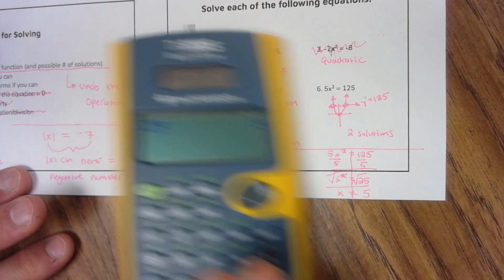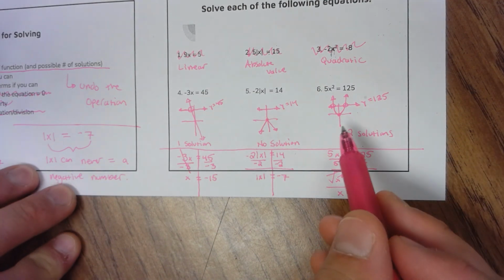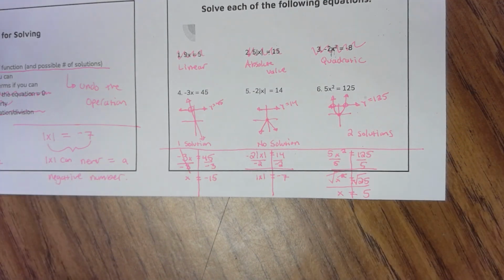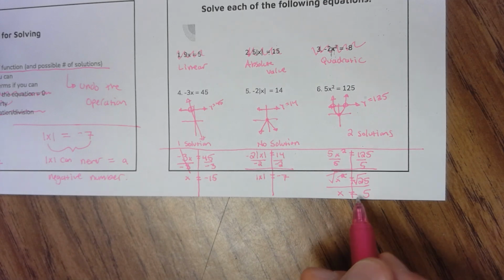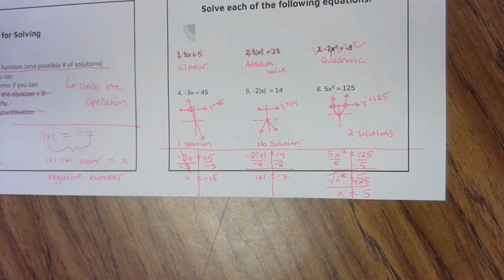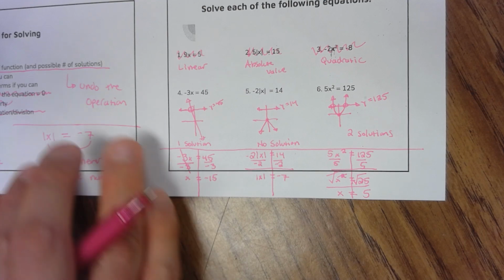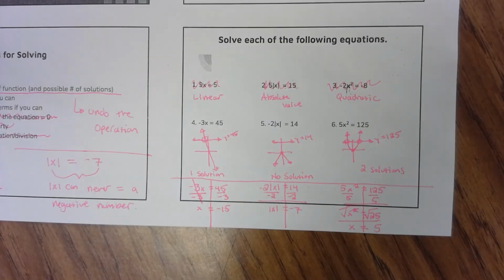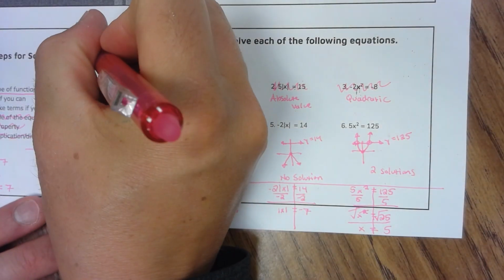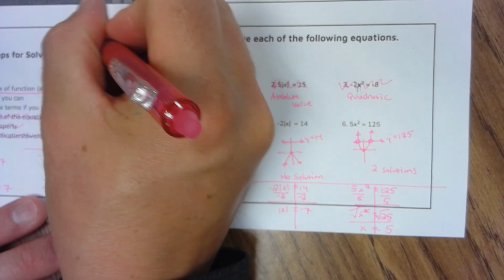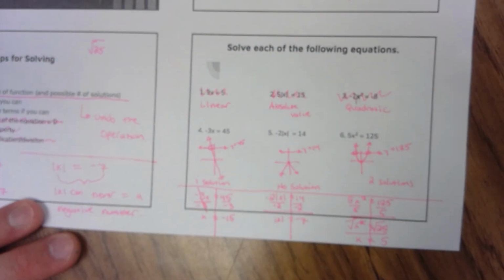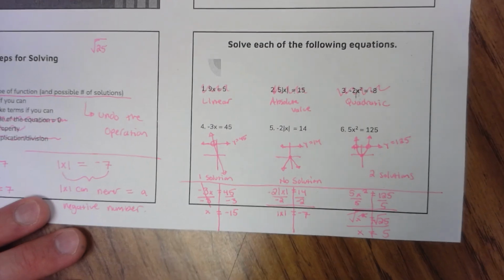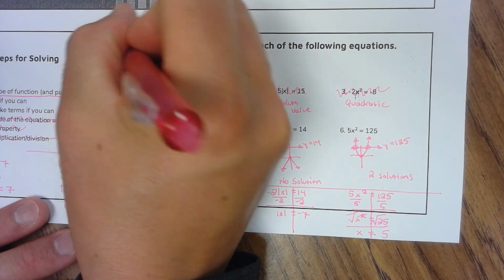Now, here's the problem. Our graph showed that we should get 2 solutions, but we only got 1. My calculator only told me that I got 5. Well, let's think about what this square root means. Have we talked about square roots in here? We did, right? We had a whole lesson on it. When we see the square root of 25, we're trying to answer what number times itself is 25.